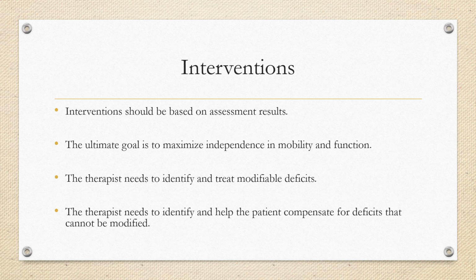And you need to make sure that you're identifying any treatable deficits that the patient has, and figure out if they're modifiable. The therapist also needs to identify and help the patient compensate for deficits that cannot be modified. So if there's things that can't be changed, if the patient is getting weaker and the weakness is affecting their balance, then maybe it's time to discuss using some sort of an assistive device so that the patient can remain active as possible in their environment, but still decrease their risk of falls.